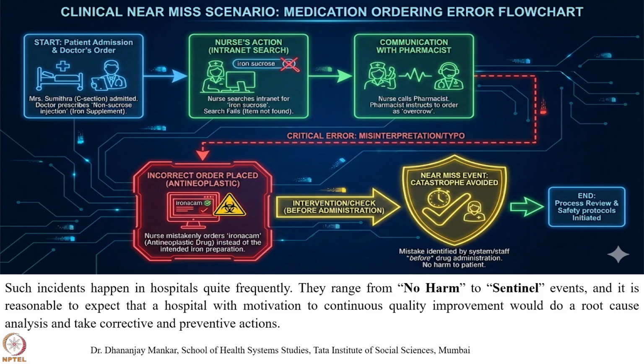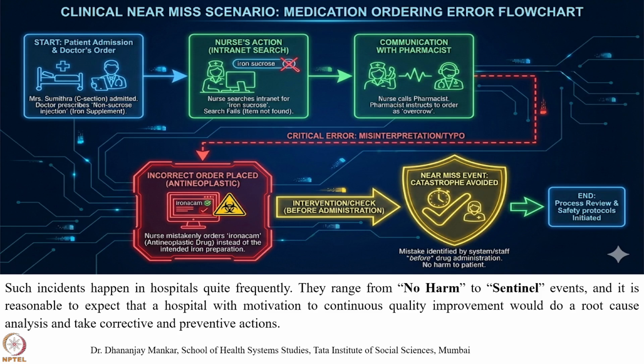So in this figure, we will try to understand what a clinical near miss scenario looks like, and the medication order error displayed in this flowchart. You will understand from this flowchart how these incidents happen in hospitals frequently. Many hospitals which come across this issue try to understand it through an RCA, that is root cause analysis, or they work on plans to first see how to deal with this issue. Incidents range from no harm to sentinel events.